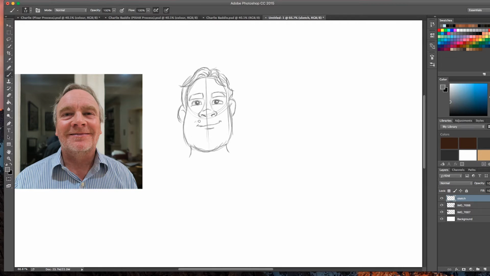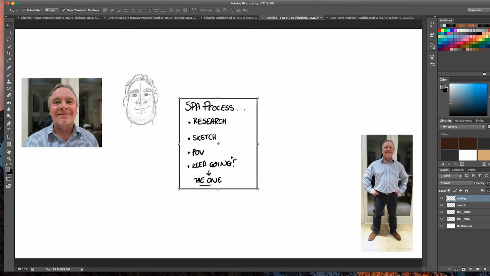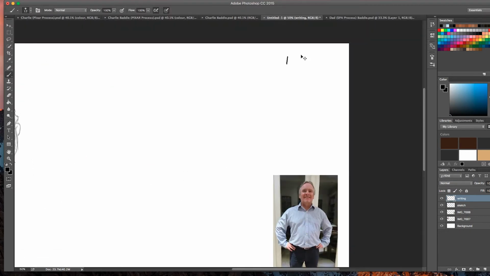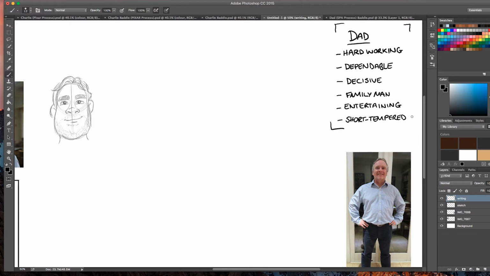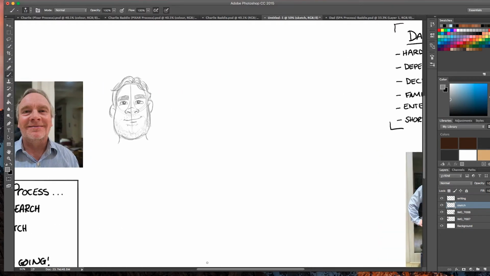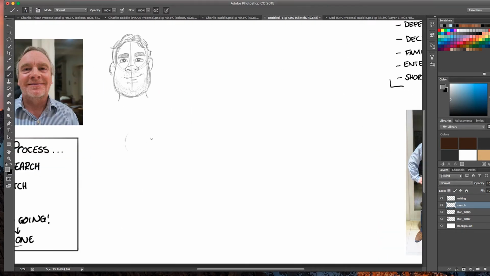I'm doing the SPA process for this one, so you start off with research and always script and story, then you sketch loads of different drawings like I've done in the past. One of the things Sergio said was, if you try and draw the character from their point of view, so if you try and be the character, that it will come out in your work, which a lot of people say I'm like my dad anyway, so I try to put myself in his shoes.